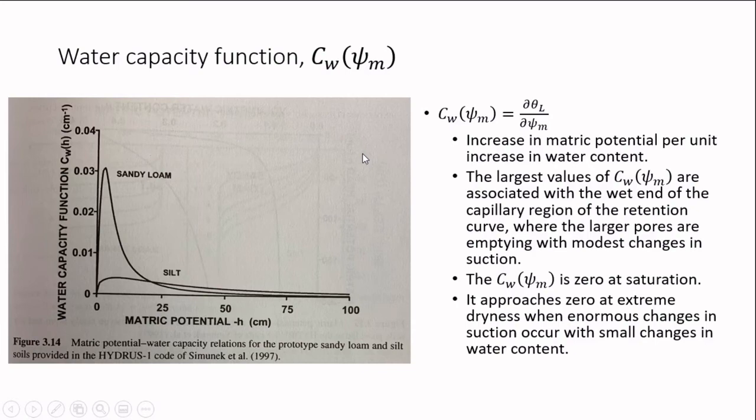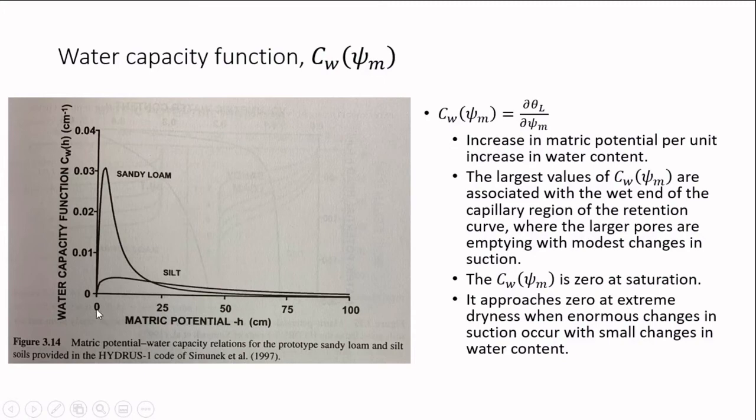Okay, now let us look at the water capacity function. The water capacity function is C(θ). Figure 3.14 shows the matric potential water capacity relations for the prototype sandy loam and silt soil provided in the Hydrus-1D code. Hydrus-1D is basically a simulation model.